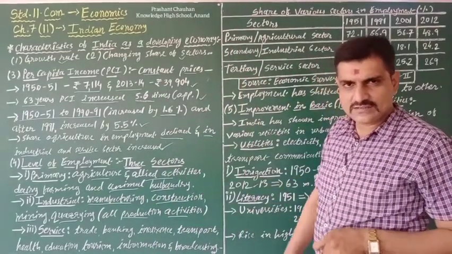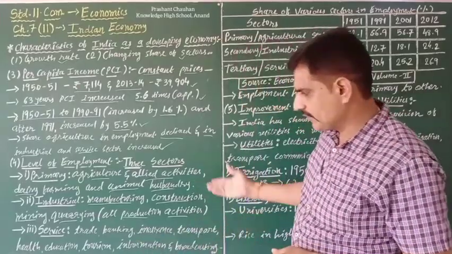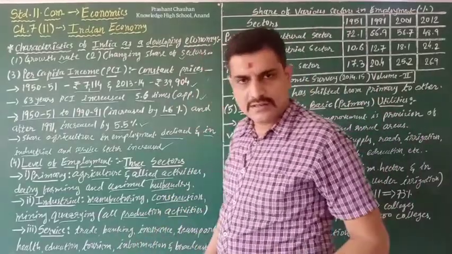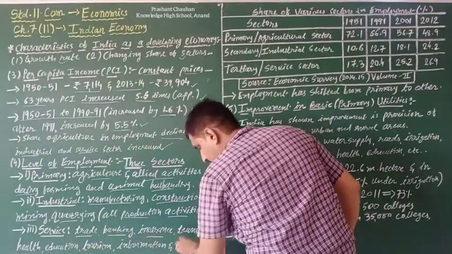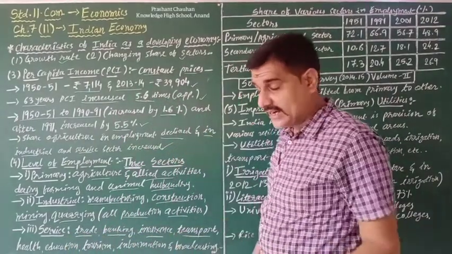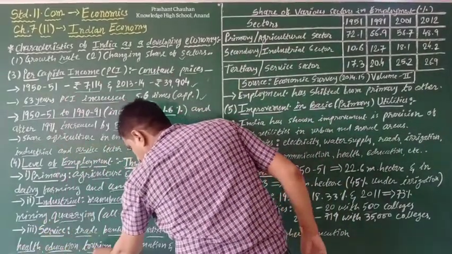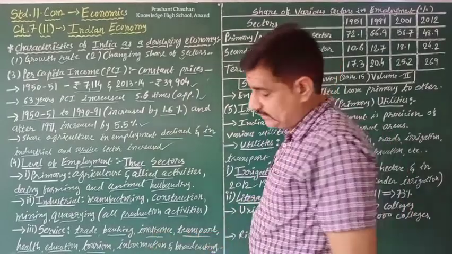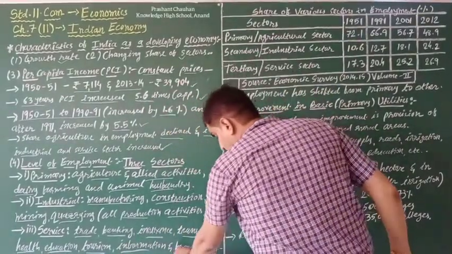Third and last one is the service sector. I am giving short information because these points are already covered in the earlier points. The service sector includes trade, which was already seen, right? Trade, banking, insurance, transportation, that is the transport, right? Health, education, tourism, right? Now this tourism is in this sector.